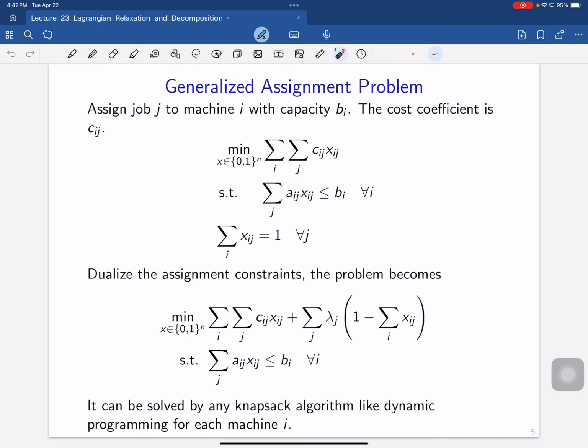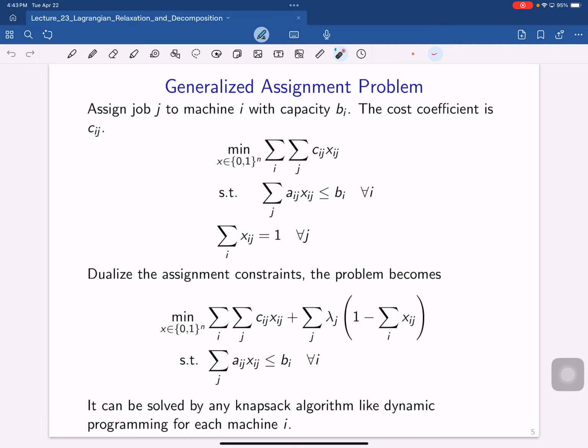So if you sum over all the capacity of the jobs assigned to machine I, they have to be less than or equal to the capacity of machine I. Okay? So we have a set of assignment constraints and a set of knapsack constraints. One way you can make this problem decomposable is to dualize the assignment constraints.